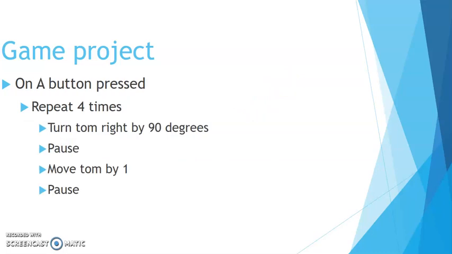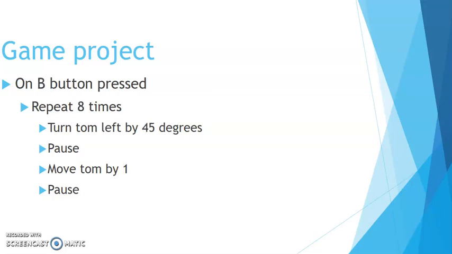Then when we press the A button, we're going to repeat 4 times. We're going to turn Tom. Remember, Tom is the character that is right in the middle. We're going to turn him right by 90 degrees. We're going to do a pause. We're going to move him by 1, and then we're going to pause again. What that's going to do is move Tom in a square. So turn right 90 degrees, pause, move 1, turn right 90 degrees, pause, move 1, and so on. It's going to do a square and then stop where it was. So we're repeating that 4 times.